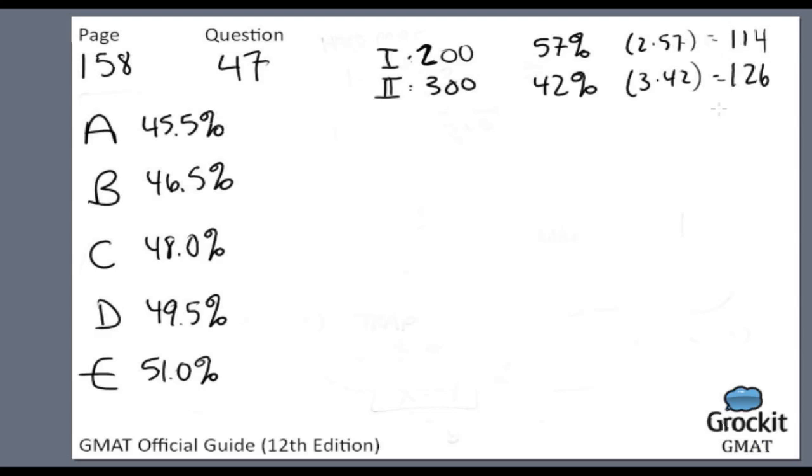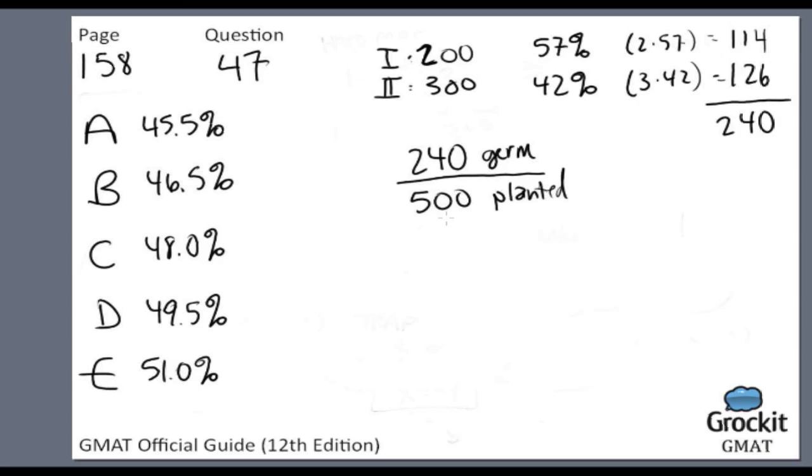So the total number of germinated seeds, because that's what we're after here, we're after what percent of the total number of planted seeds germinated. Our total germinated number ends up being 240, and that is then represented as a fraction of the total. So 240 germinated out of 500 planted.